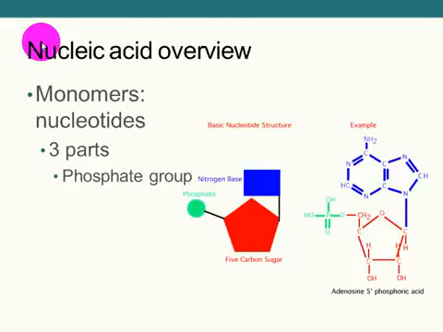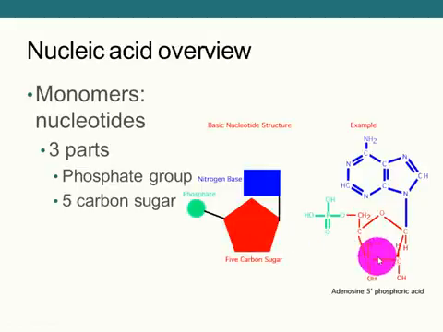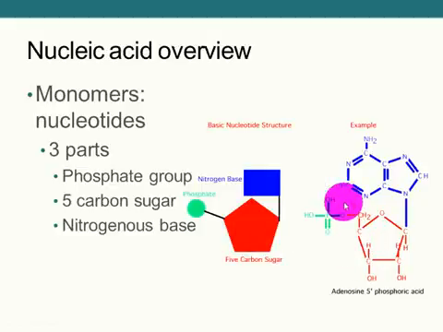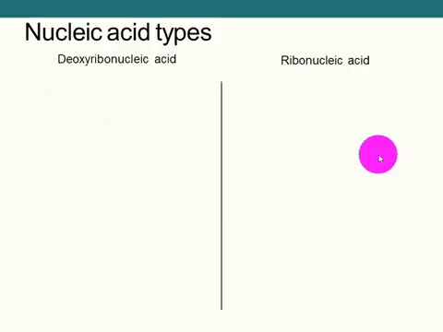We have a phosphate group, which is shown here with a circle, and here is our P and OH group. We have our 5-carbon sugar, and there are going to be some slight differences in that 5-carbon sugar, which we'll discuss. And we have a nitrogenous base. It's called a nitrogenous base because it has lots of nitrogen atoms in it. There are a couple of different types of nitrogenous bases that make up these nucleotides, which in turn make up nucleic acid.